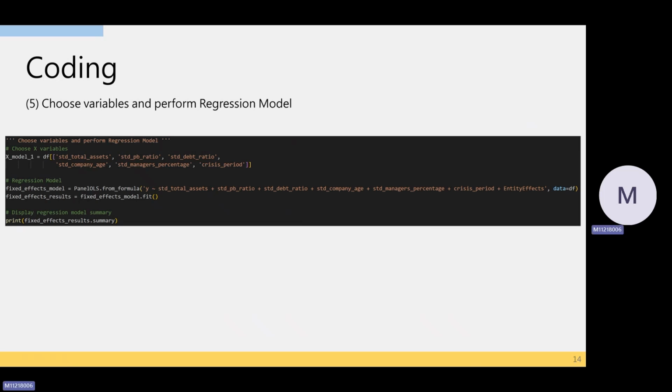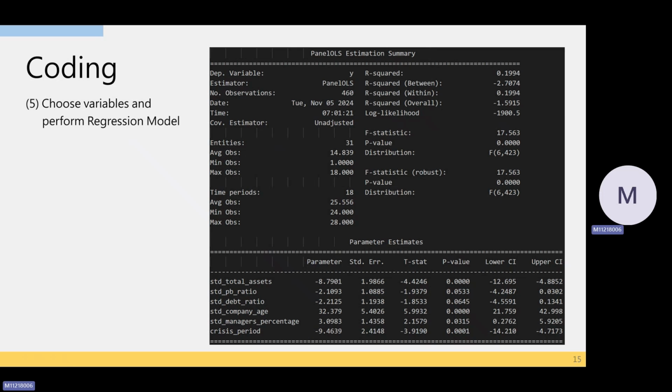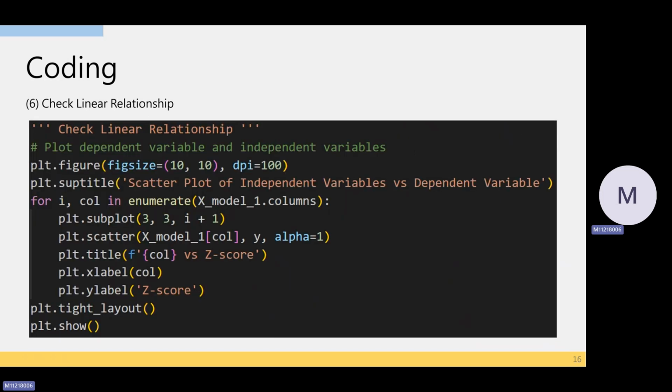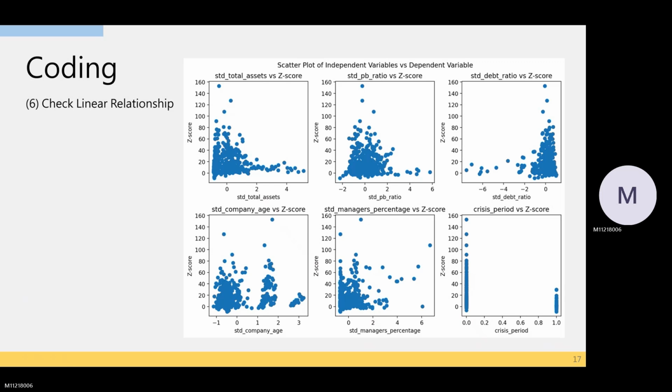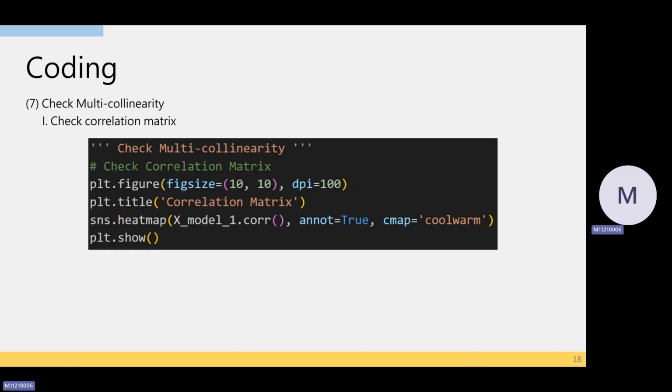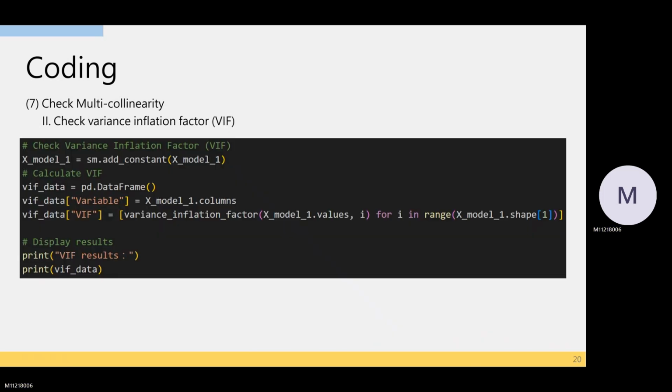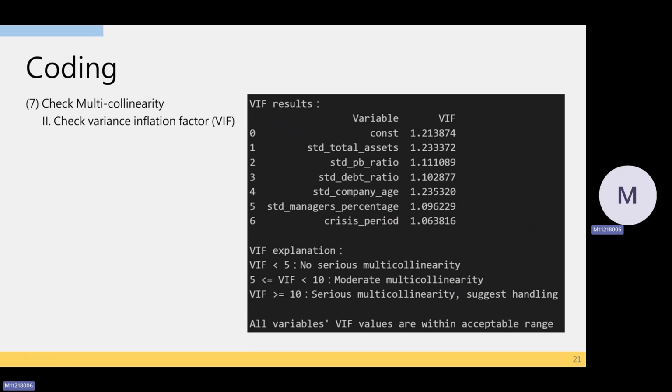And step 5 is to choose variables and perform regression model. We feed the selected variables into a regression model, analyze the results, and interpret the coefficients. And this is the OLS model summary. And we can see the p-value are all small. Then we will check linear relationship. Draw some plots and draw the correlation matrix and check the VIF. And we can see the explanation here.